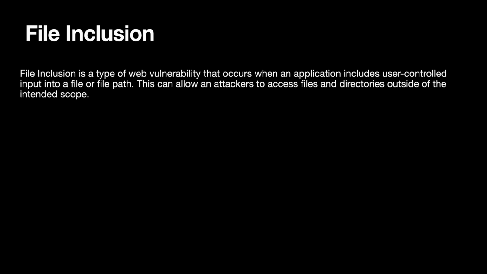And the next topic is file inclusion. File inclusion is a type of web vulnerability that occurs when an application includes user-controlled input into a file or a file path. This can allow an attacker to access files and directories outside of the intended scope.